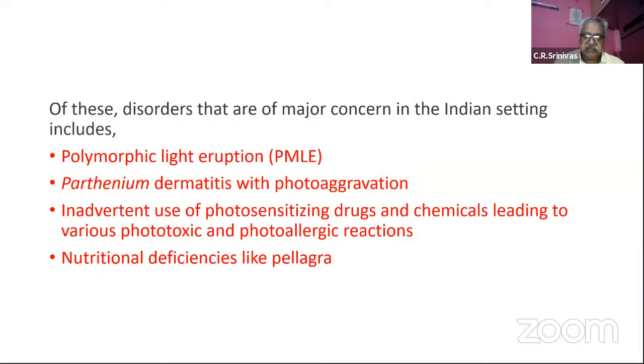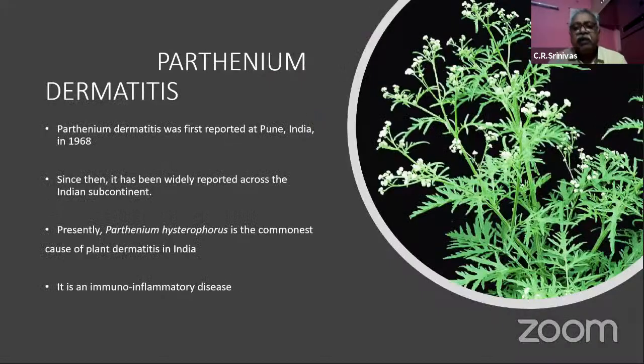And photoaggravated conditions are parthenium, lupus, lichen planus actinicus, the various conditions which are photoaggravated. So these are the conditions which we will be discussing today. I already named them. Of this, parthenium would be one of the most important ones. It causes what is known as an airborne contact dermatitis, can be distinguished, is a separate topic by itself. And if Dinesh wants, one day I will come and talk on parthenium. So today I will not spend much time on this.